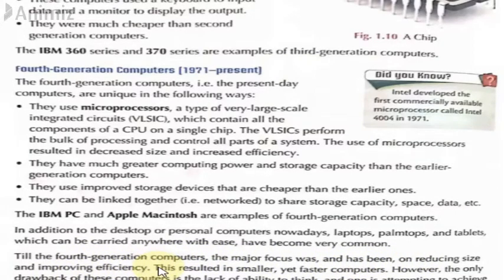So as we are progressing, we are trying to make computers smaller, faster and cheaper. This resulted in smaller yet faster computers. However, the only drawback of these computers is the lack of ability to think, and what one is attempting to achieve is the so-called fifth generation computers.